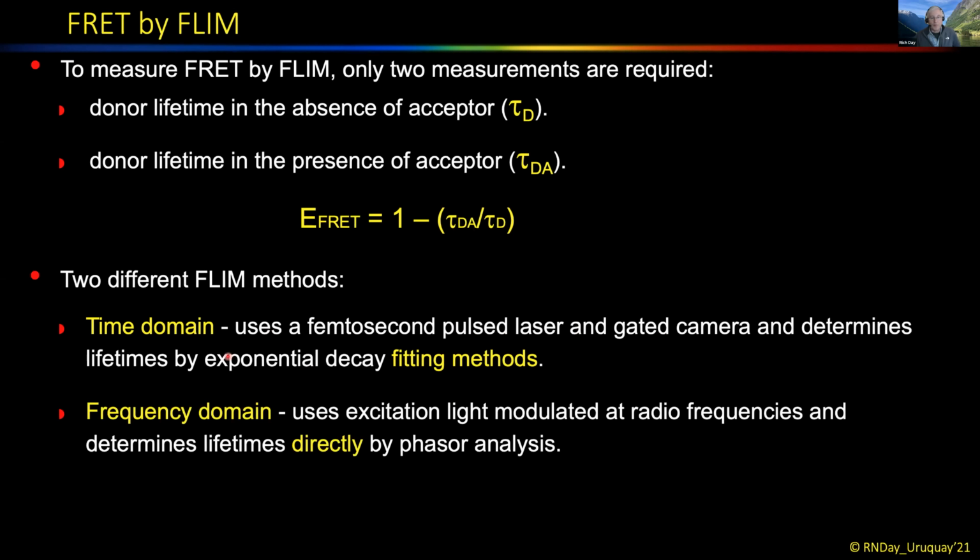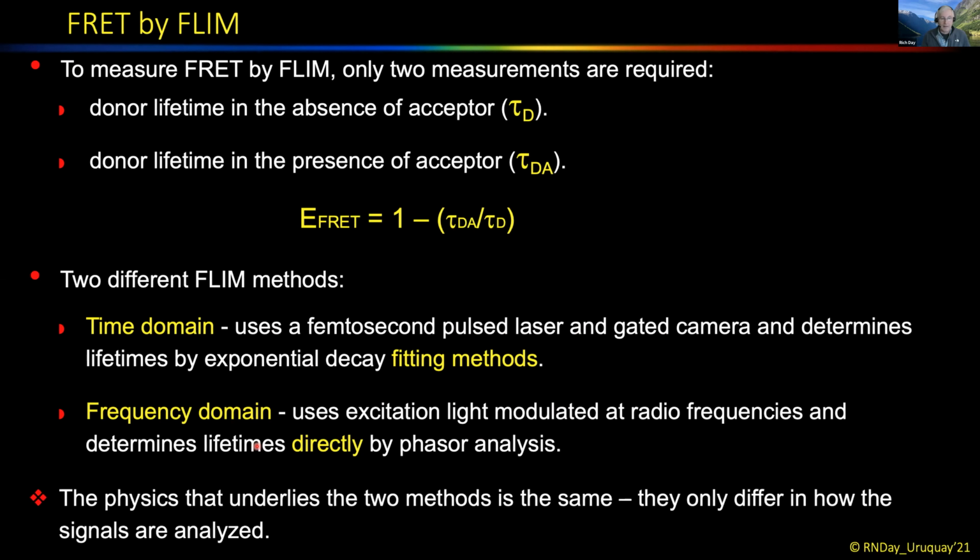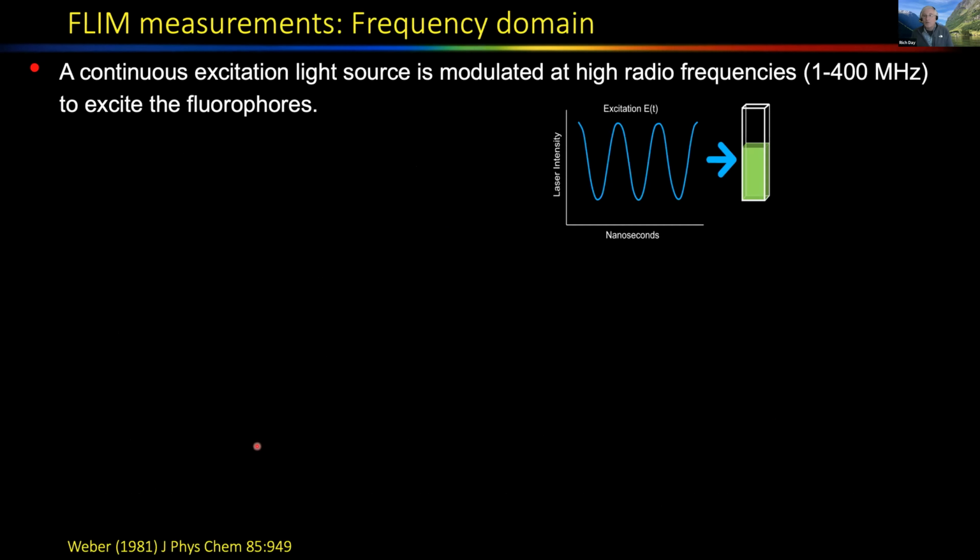And as you've all heard, frequency domain uses a modulated excitation source and determines lifetimes directly by phasor analysis. The key is that these are measuring the same events, the same underlying physics. They only differ in the way you analyze that data. So we use frequency domain FLIM, and I know you've heard a lot about this.